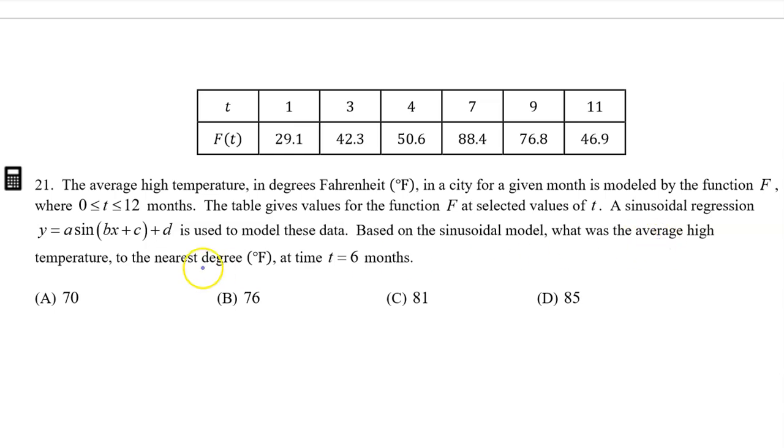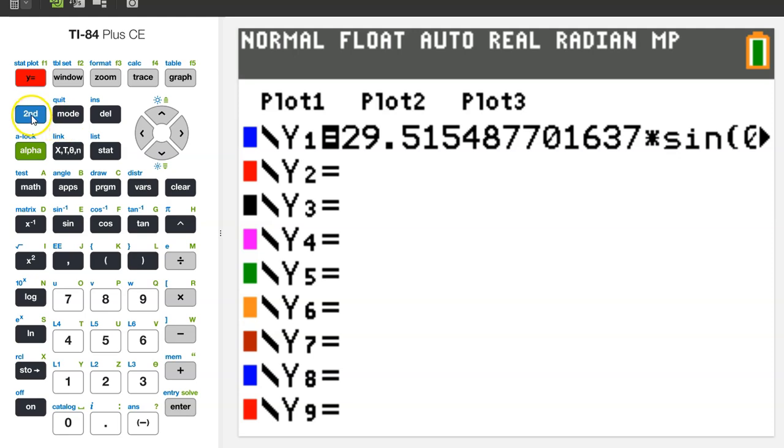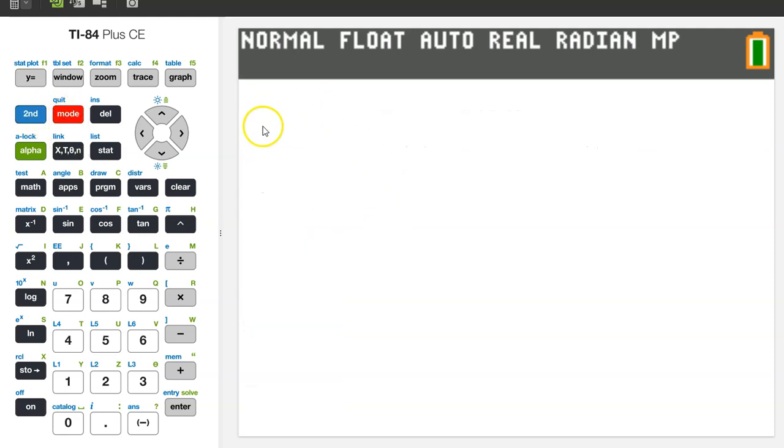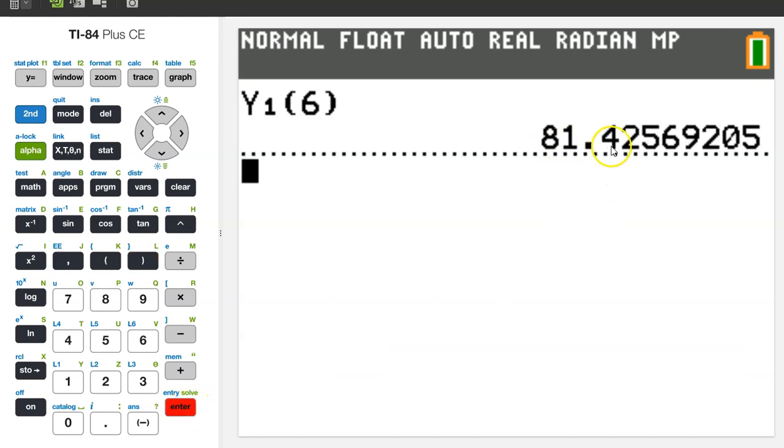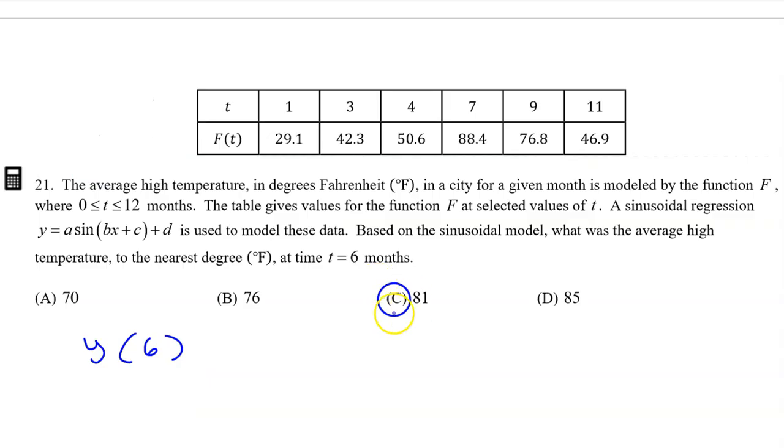To estimate the average high temperature at t equals 6 months, we need to evaluate y at 6. So y1 at 6 on the calculator. Get to a blank screen by hitting second, quit. You can make y1 show up by hitting Alpha, Trace, Enter. You can evaluate y1 at 6 by putting 6 in parentheses like this and hitting Enter. So this is our answer, but we were told to round to the nearest whole degree. So that's 81 degrees. So the answer is C.